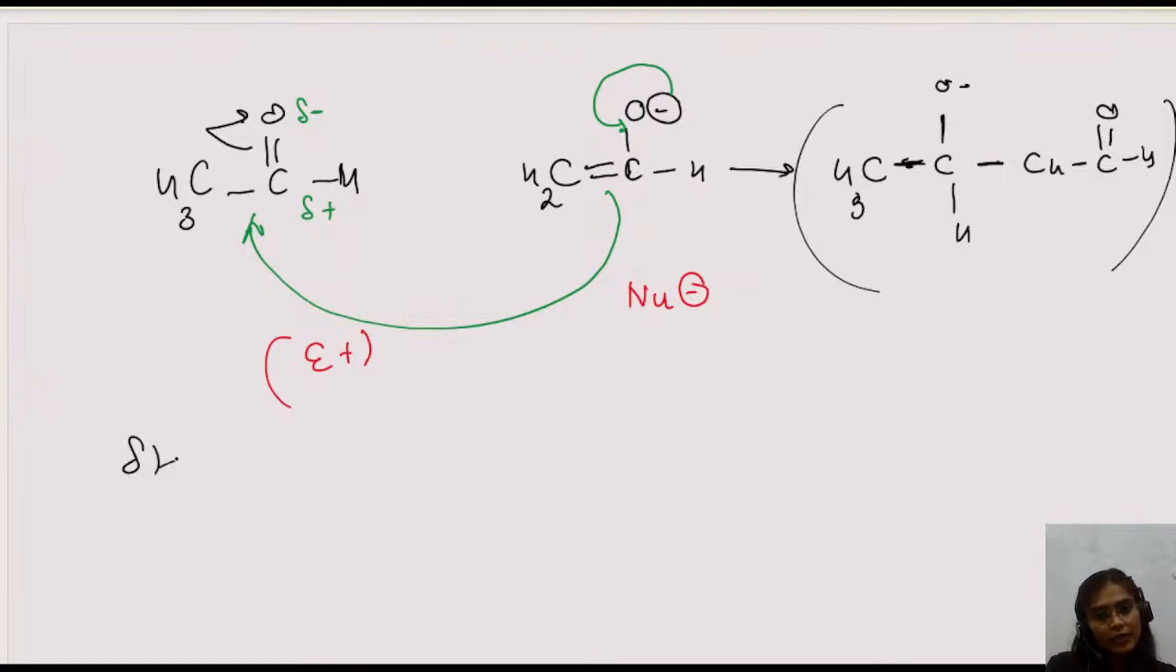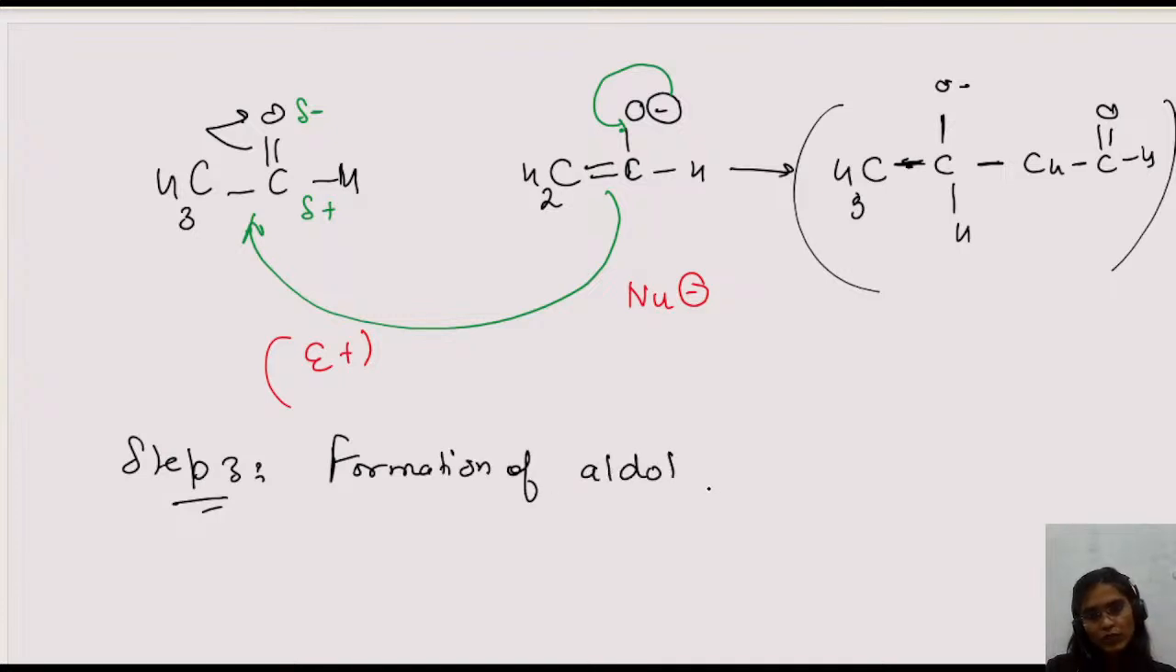Now let's see step number three. Step number three is the protonation. If you're observing, that is the formation of aldol. Formation of aldol via protonation. What is the meaning of via protonation? In this case, it doesn't have any proton, so it's going to extract one from water. You know, we are using dilute NaOH there. So this is step number three.